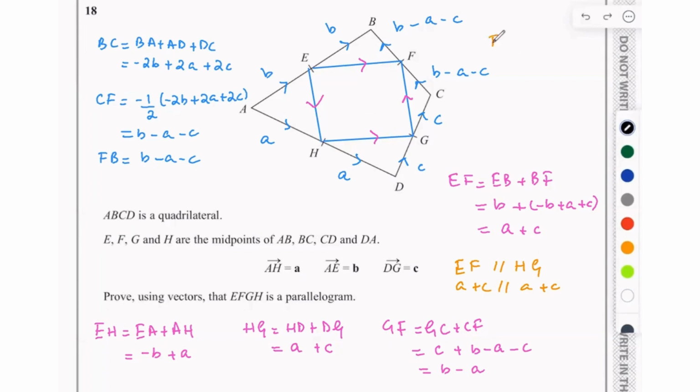Now for EH and GF, EH would be parallel to FG. So EH is negative B plus A, and FG is also negative B plus A, because we changed direction for this, because both have to be in the same direction. I found the vector in the opposite direction, but we can just change the direction. It will be the same thing. And as you can see, it's the same. So EH is also parallel to FG, and that proves that EFGH is a parallelogram.